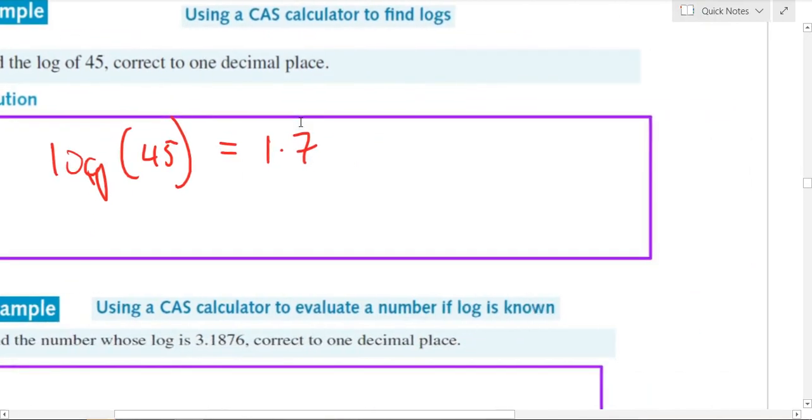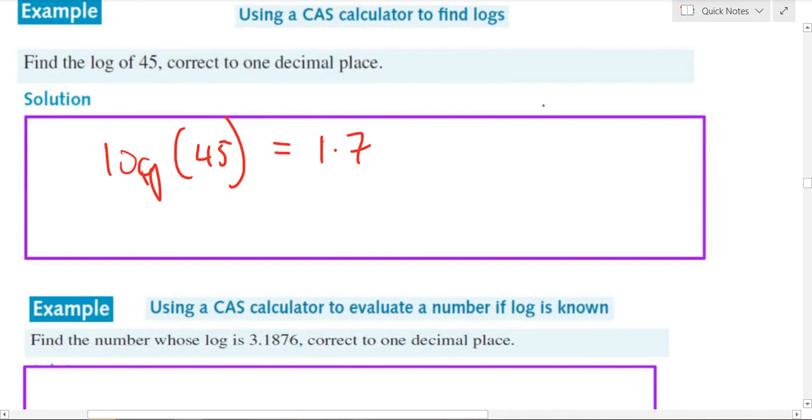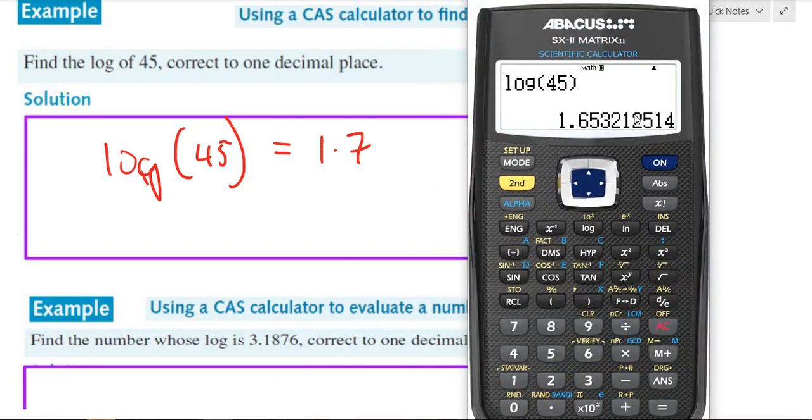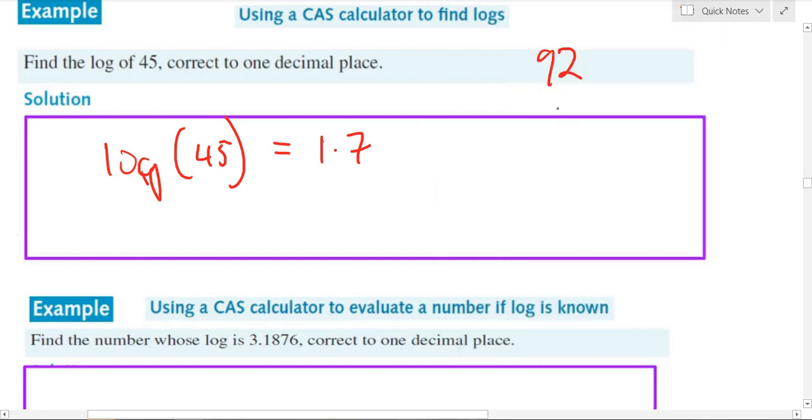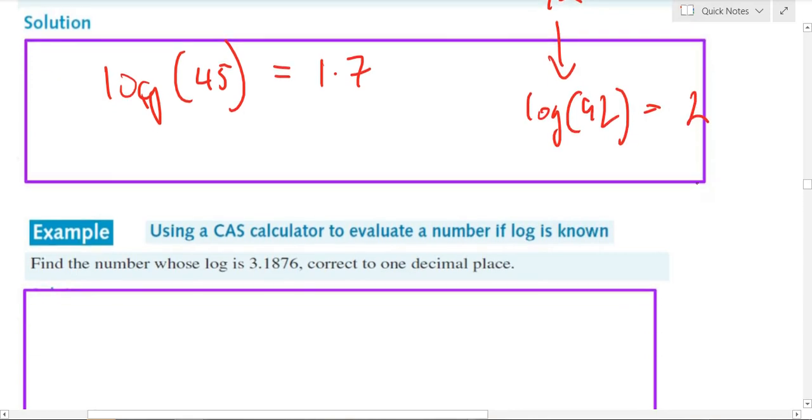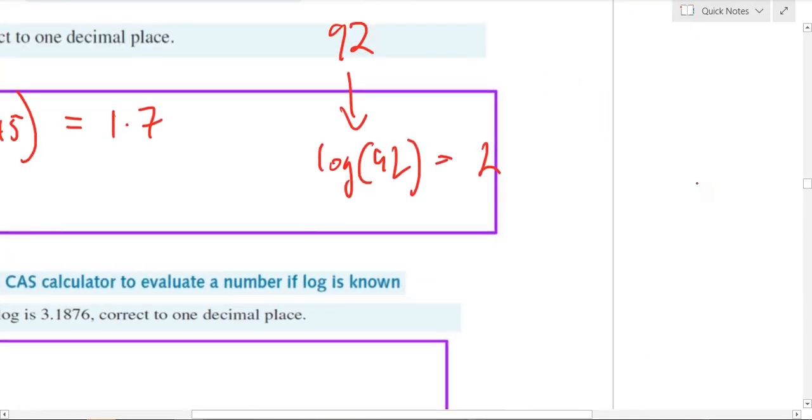So that's that. You could do a bunch of other numbers. Say like log of, let's try, 92. On your calculator, press log 92, close the bracket. It gives 1.96. You can round it to 2, so it equals 2.